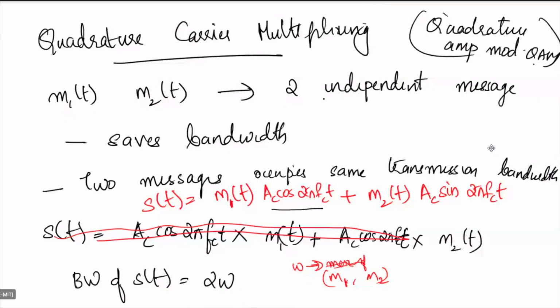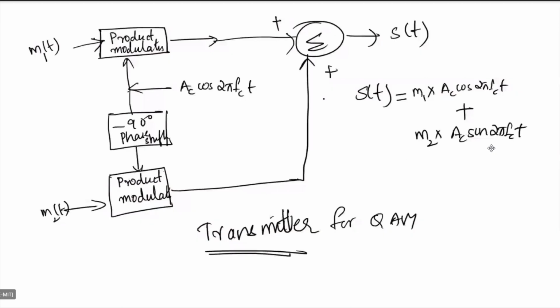And this is quadrature carrier multiplexing, on the orthogonally shifted two different carriers. With the same carrier at two different phases, we are multiplexing two different message signals. So within the same bandwidth we are able to send two messages. This is the transmitter for quadrature amplitude modulation, and this is the receiver for quadrature amplitude modulation.